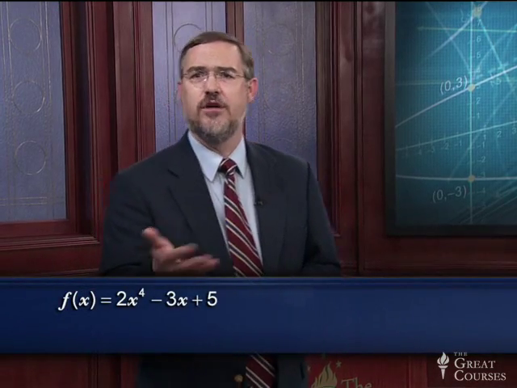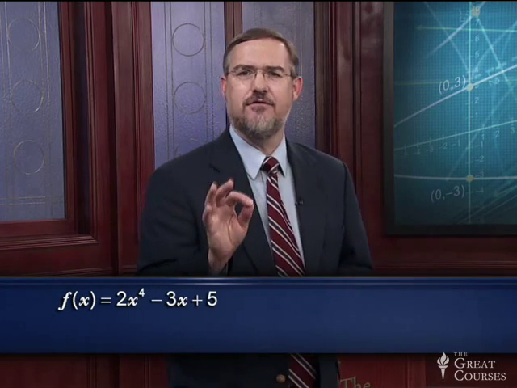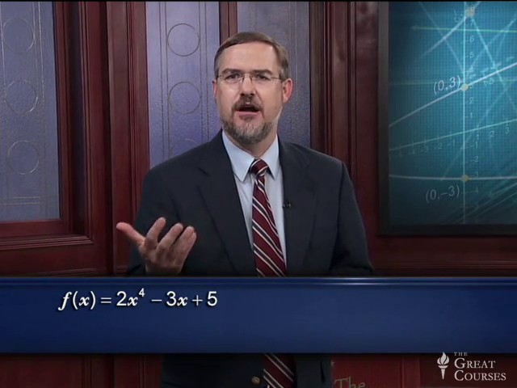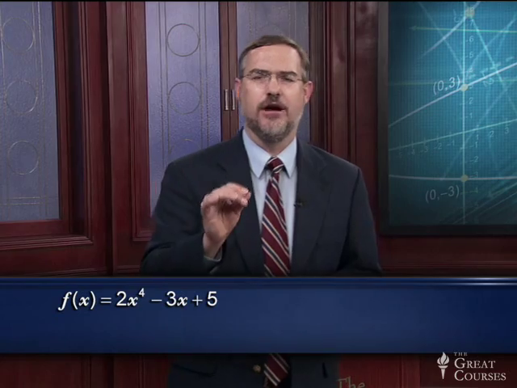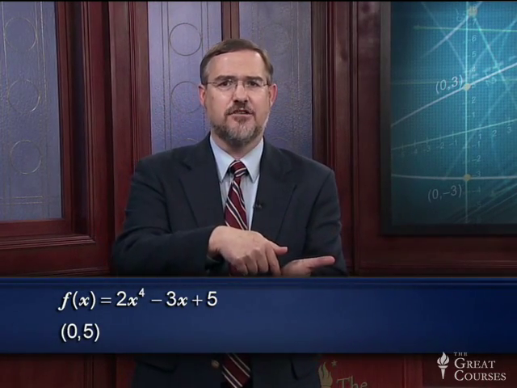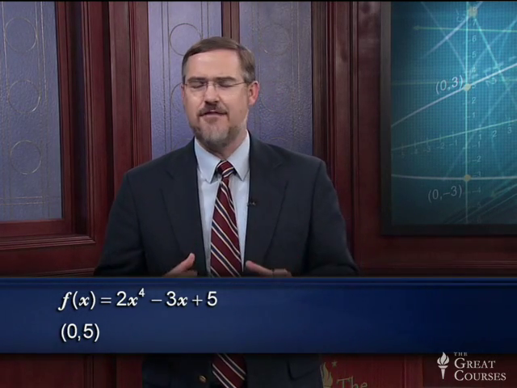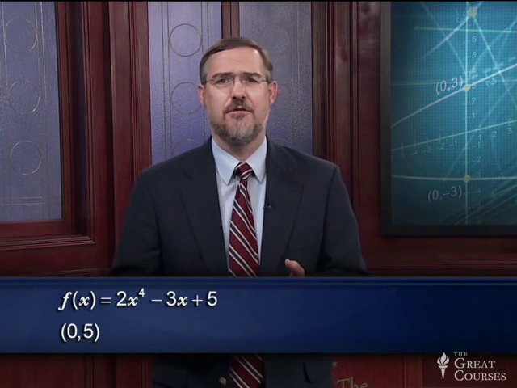Now, before we look at one more example of evaluating a polynomial, let me point out a very practical reason why it's useful to be able to do such an example. We just showed that f of 0 equals 5 just a moment ago. And that means that the graph of f of x equals 2x to the 4th minus 3x plus 5 must go through the point (0, 5). 0 was the x value we plugged in, and 5 was the y value that came out. So that means the graph must go through the point (0, 5).